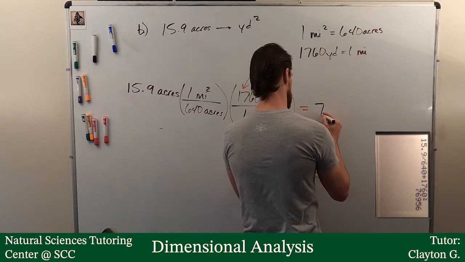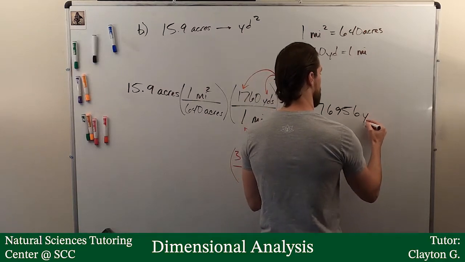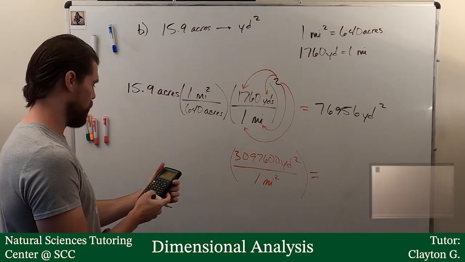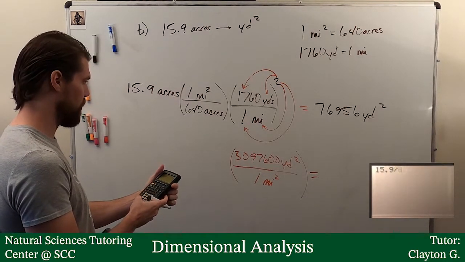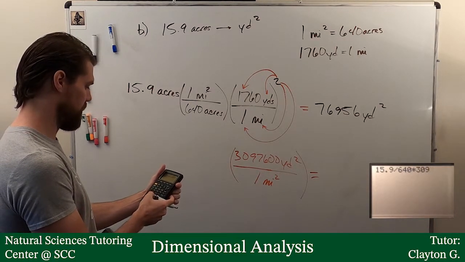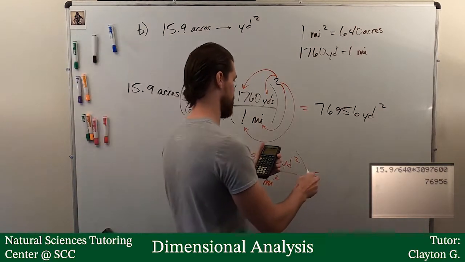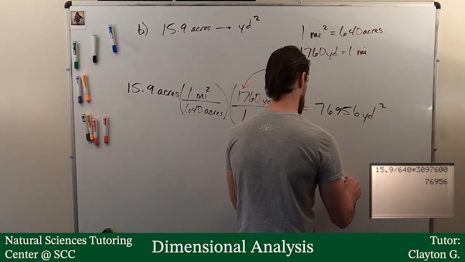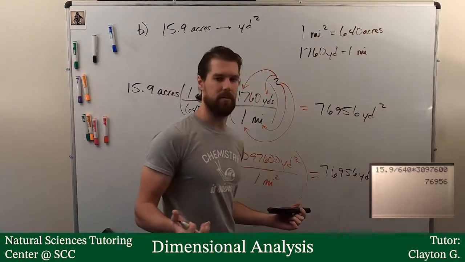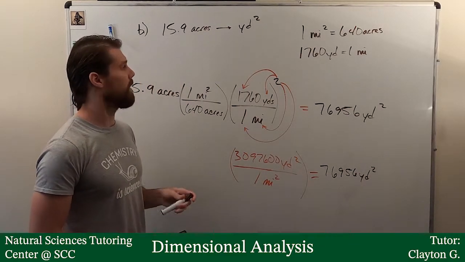76,956, and that would be yards squared. Or I can take 15.9 divided by 640 times that giant number, 3,097,600. And what do you know? Same thing, 76,956 yards squared, as expected. We would expect that to be the case. All right, we'll get rid of this one and start on letter C.